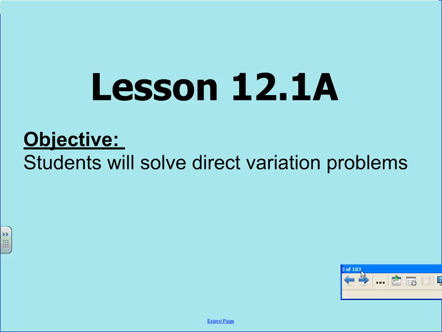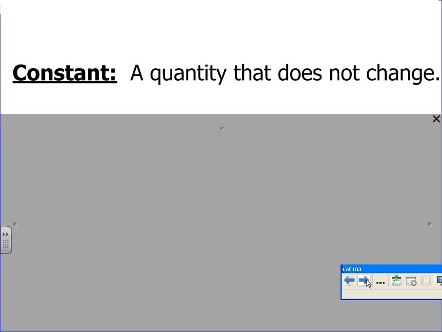So 12.1a, we're going to solve direct variation problems. I mentioned this to you once or twice before. Does anyone remember what direct variation is? Yeah, and if not, that's okay. Okay, all right. So direct variation, just a summary, is when a graph goes through the origin. That's it. Okay. All right, so that's why it's pretty easy.